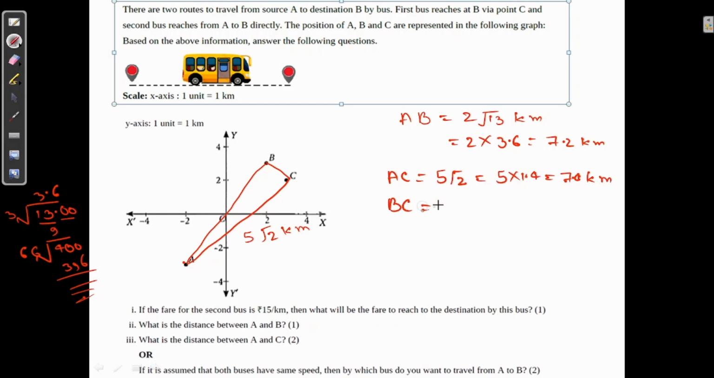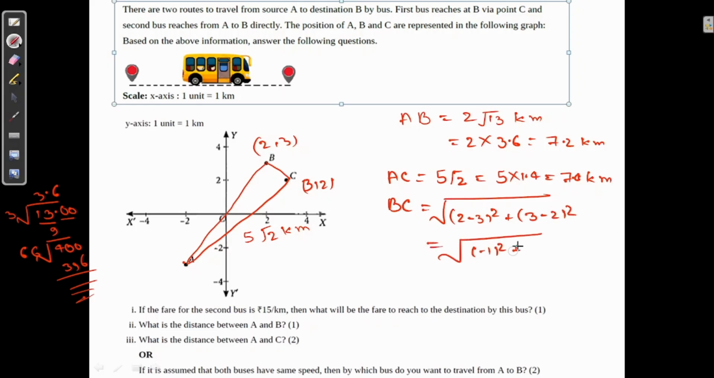But now we have to find BC as well, because first from point A to C I have to go, then from C to B. So for BC, writing all the points, it was 3, 2 and it was 2, 3. Directly I am applying x1 minus x2 whole square plus y1 minus y2 whole square. x1 is 2, x2 is 3, y1 is 3, y2 is 2. 2 minus 3 is minus 1, 3 minus 2 is 1. Minus 1 square is 1, 1 square is 1, it is root 2, which is 1.4.